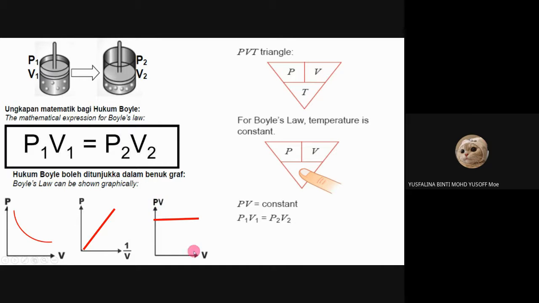And if PV against V, the value should be constant like this. Okay, so this is the triangle, for you to memorize easily for the gas law. So for Boyle's law, you just close T. So what is the formula? PV. So PV is P1 V1 is equals to P2 V2, so PV is actually equal to the constant. So just close the T, you will get PV. So PV is Boyle's law.